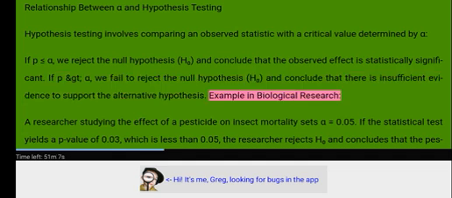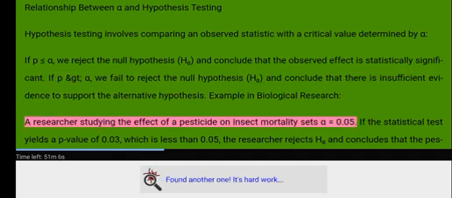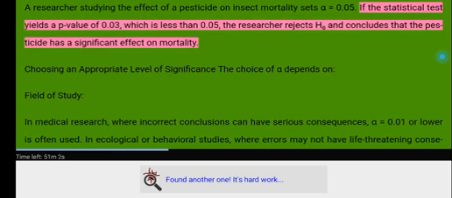Example in biological research. A researcher studying the effect of a pesticide on insect mortality sets alpha equals 0.05. If a statistical test yields a p-value of 0.03, which is less than 0.05, the researcher rejects H₀ and concludes that the pesticide has a significant effect on mortality.